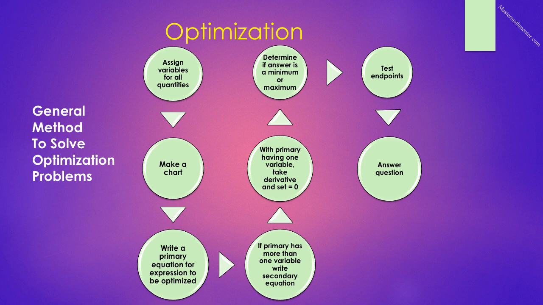We will then write a primary equation for the expression to be optimized. If this primary equation has more than one variable, we're going to need a secondary equation. We will use the second equation so that the primary equation has one variable. We will then take its derivative and set it equal to 0. Our answer will be either a maximum or a minimum. We can use our tests to determine which. If there are endpoints, we must test them as well. And finally, we will answer the question that is asked.